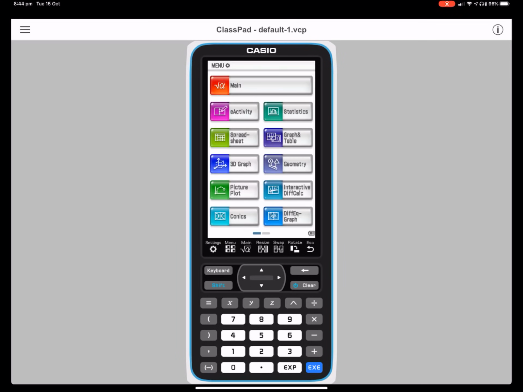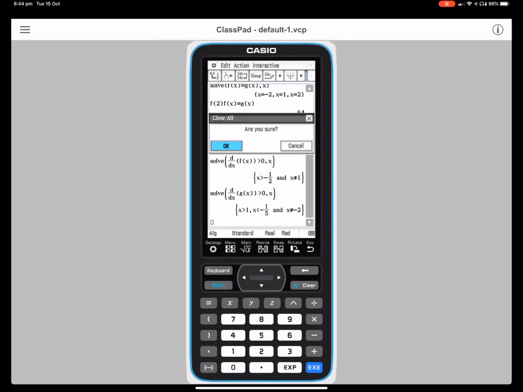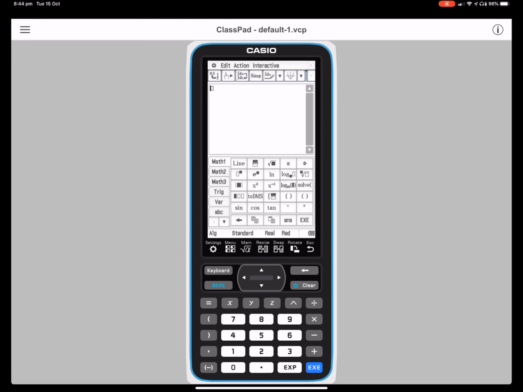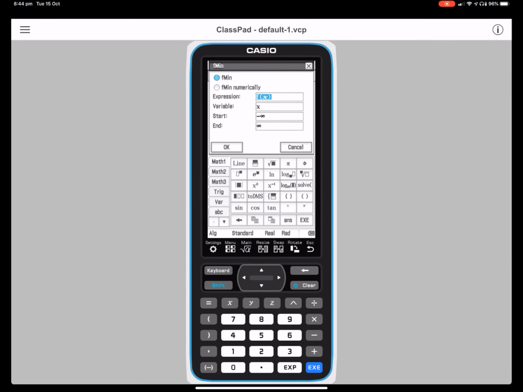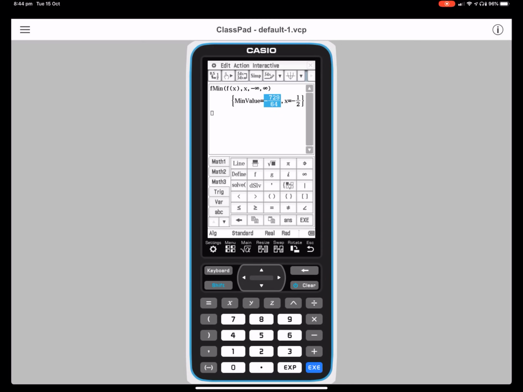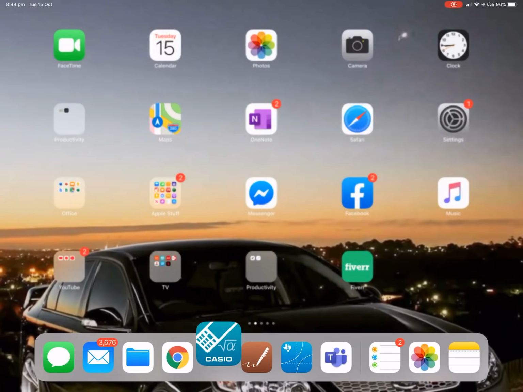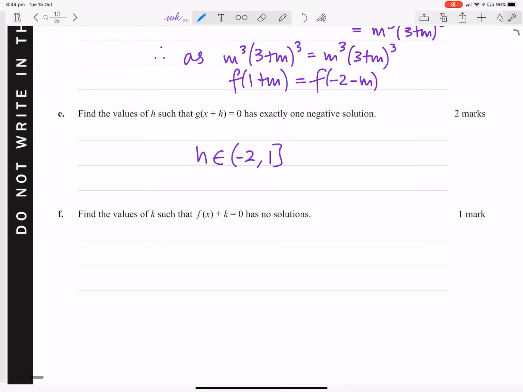So go out to your main screen and then put f of x, and it's the minimum for the whole graph. So calculation f min. That's it. So my lowest value is negative 729 on 64. So if I move it up 729 on 64, k has to be greater than 729 on 64.